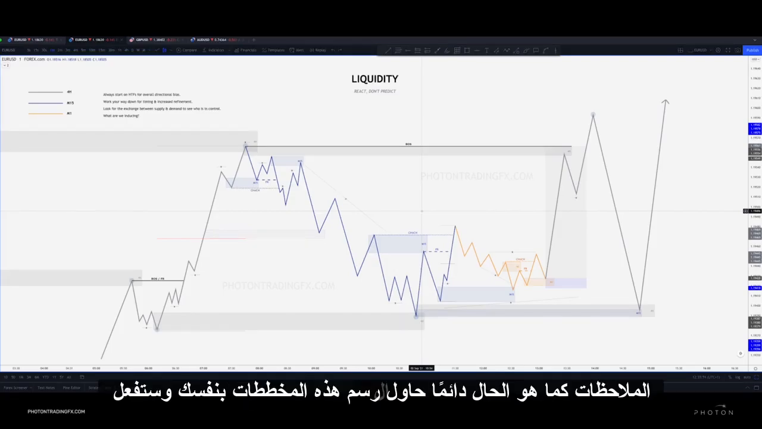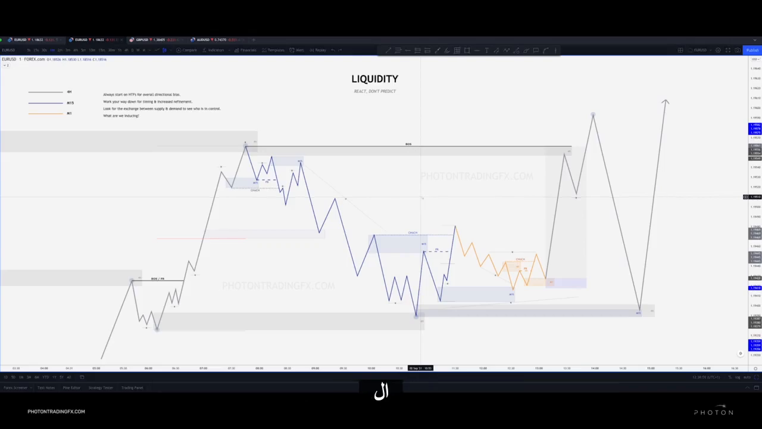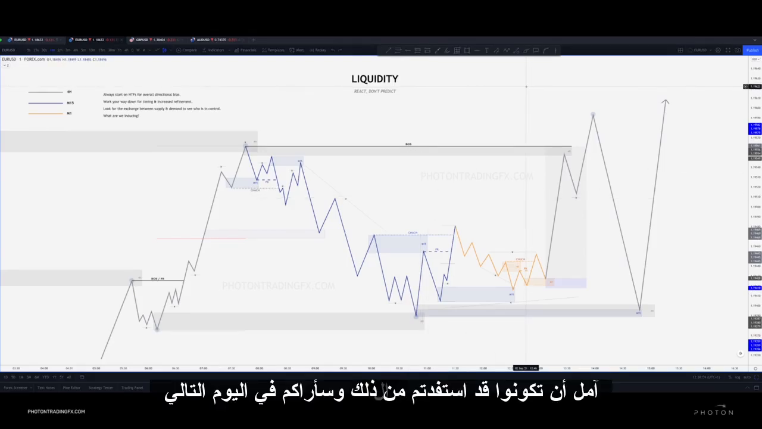Make sure you take plenty of notes. As always, try and draw these diagrams yourself, and it will really help to fill in any gaps in your knowledge that may be there that you weren't quite aware of. So hope you guys took some value from that, and I will see you in the next one.